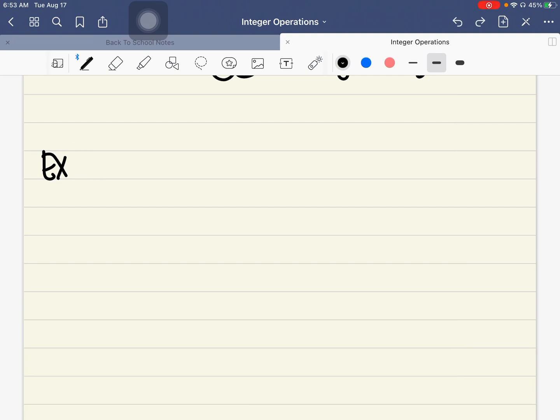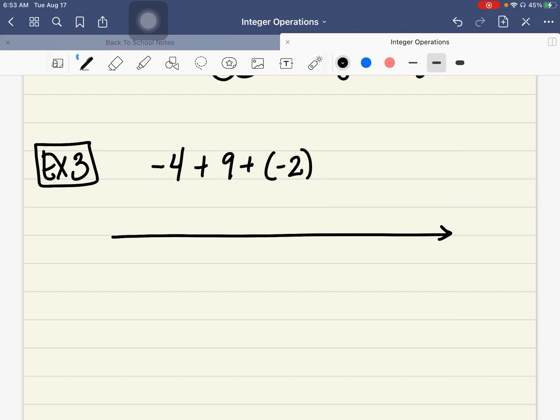So this should be example 3. When we have 3 integers we want to put together, say like -4 plus 9 plus -2, something like this. With numbers this relatively small, we can do a quick number line if we want. So I'll put 0 in the middle. 1, 2, 3, 4, 5, 6. So there's +5, there's -5. Okay, so we're going to go to -4. So -4 goes to here. So I'm right here. That's -4.